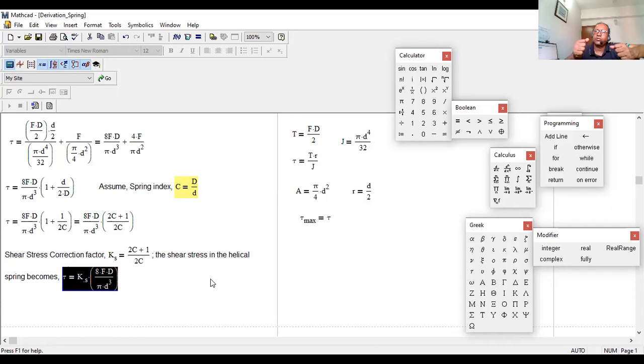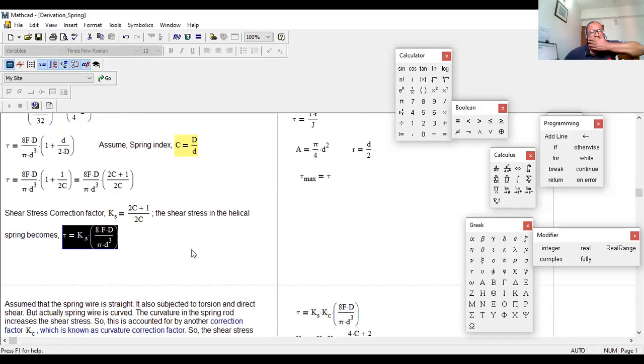You apply a tension load or compressive load, and shear stress develops in the spring. So how do you get the Ks? By this one. What is the C? Big D by small d.